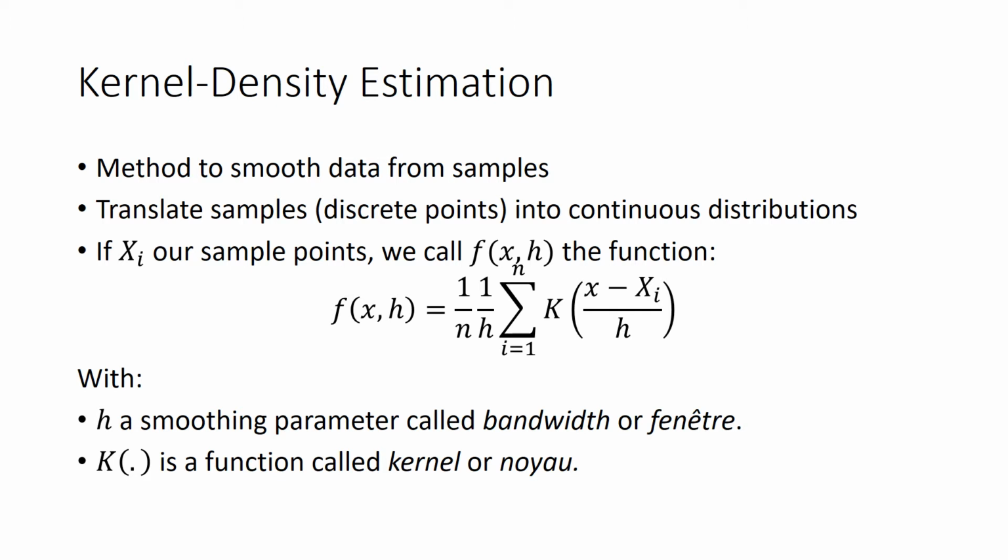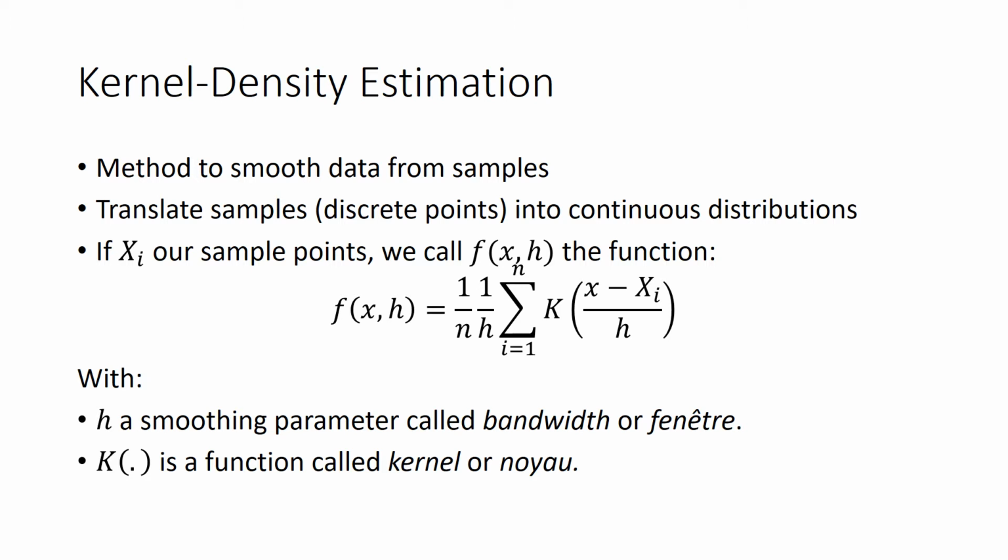So let's do a bit of mathematics. We use kernel density estimation. It's a method to smooth data from samples. You have discrete points, so samples, and you want to translate them into continuous distributions. So discrete to continuous. If we have n samples x_i, sample points, we call f depending on x, with h also being a parameter, the function such as below.